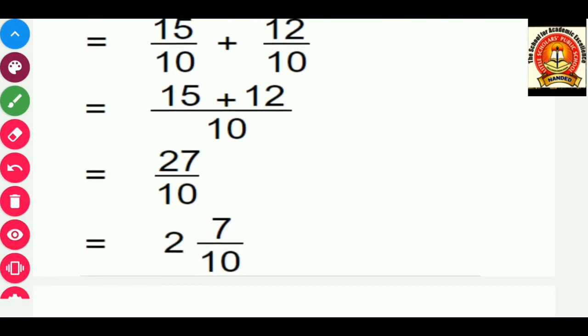27 upon 10, it is an improper fraction. An improper fraction is a fraction in which the numerator is greater than the denominator. So we'll write it as a mixed fraction. 10 2's are 20. 7 remains, 7 upon 10.